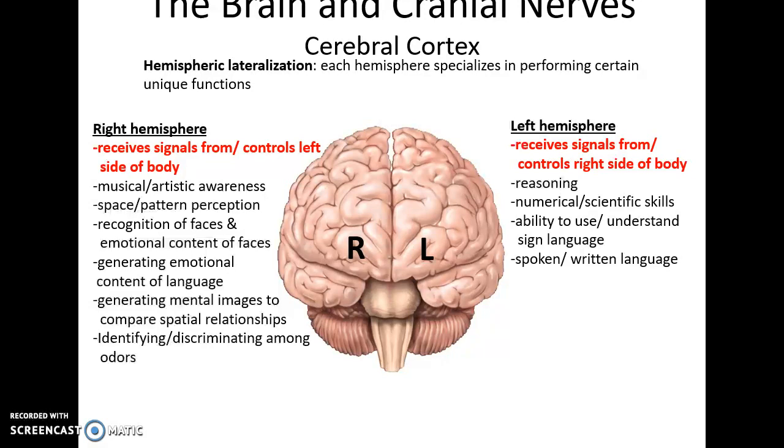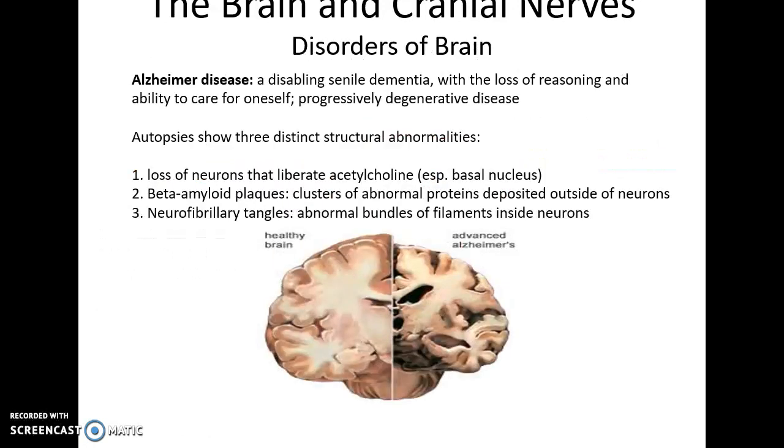Hemispheric lateralization. Each hemisphere has its own specialized functions to some degree. Start off with, of course, the right hemisphere controls the left side of the body, left hemisphere controls the right side of the body. Right hemisphere is thought to be involved in things like musical and artistic awareness, recognition of faces, emotional context of faces, general emotional content of language, discriminating odors. The left hemisphere, on the other hand, is reasoning, scientific skills, the use and understanding of sign language, as well as spoken and written language.